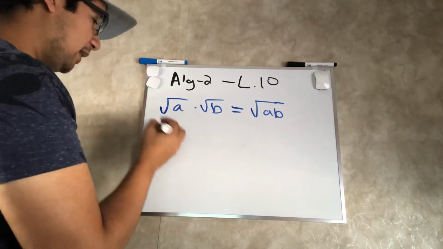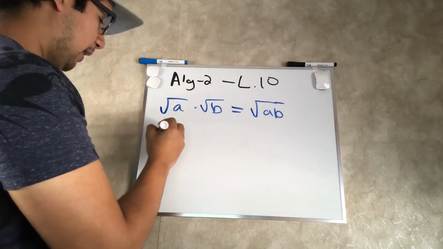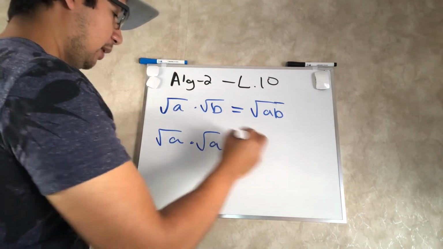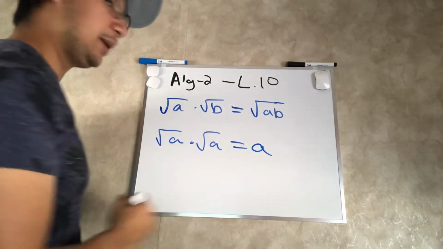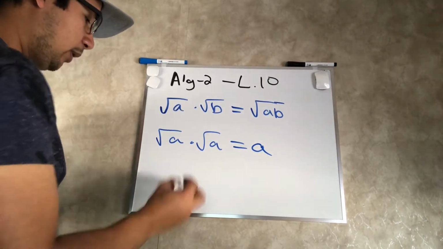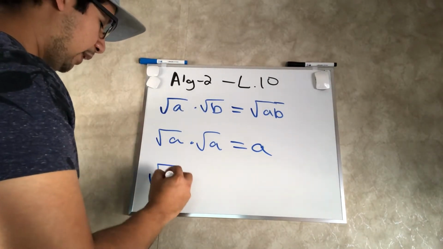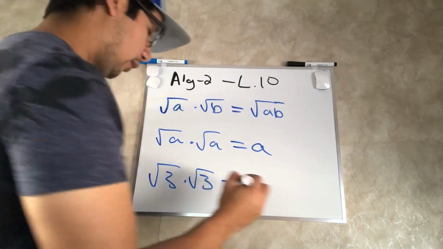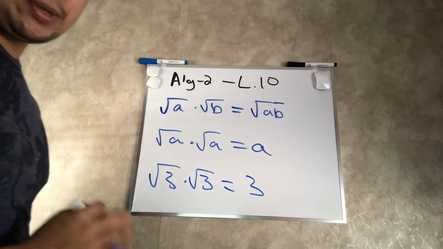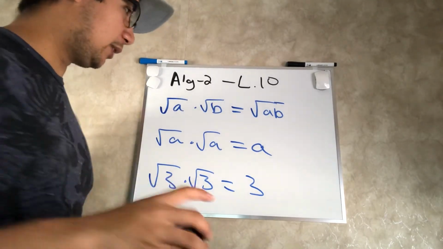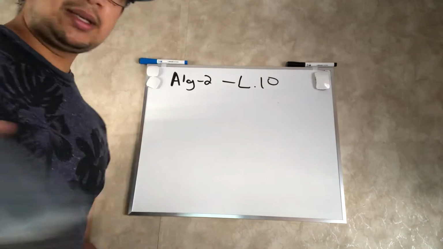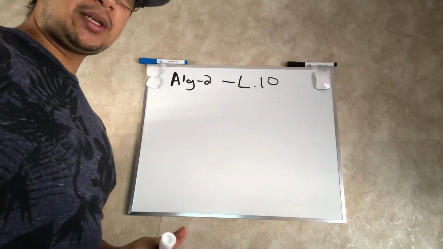Another one is if you have the same square root multiplied, the square root of a times the square root of a, that becomes a. What does that mean? If I have the square root of 3 times the square root of 3, that gives you 3. So those are the two main properties you're going to be using here for this IXL. Super easy. I'll go over one or two examples, and then they're all pretty much going to be the same.